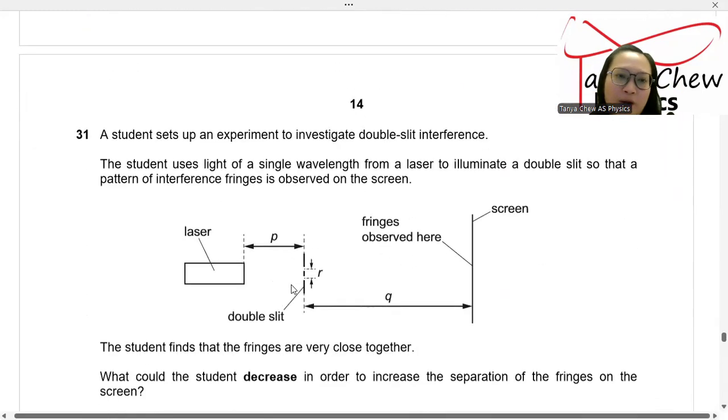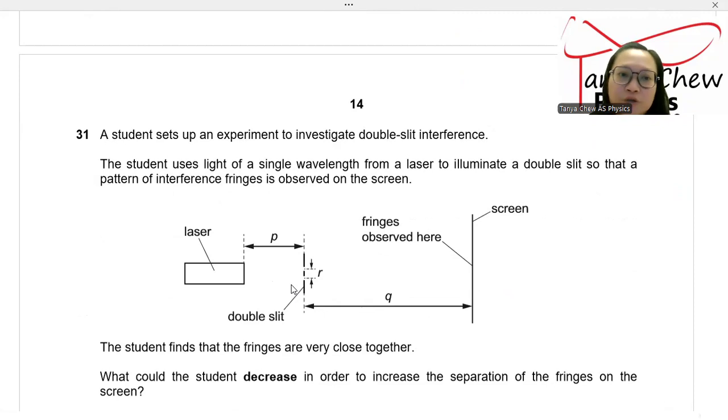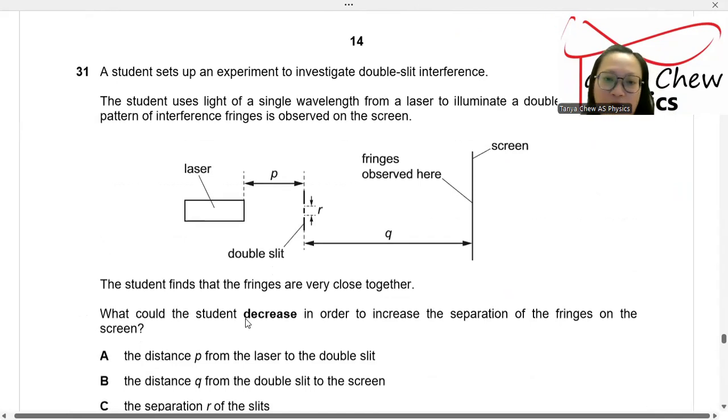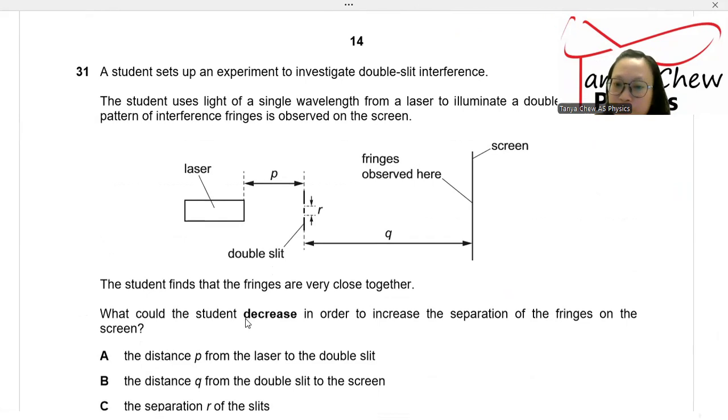Number 31, a student sets out an experiment to investigate double slit interference. This is Young's, right? Double slit. The student uses light of single wavelength from a laser to illuminate a double slit so that a pattern of interference fringes is observed on the screen. The student finds that the fringes are very close together. What could the student decrease in order to increase the separation of the fringes on the screen?